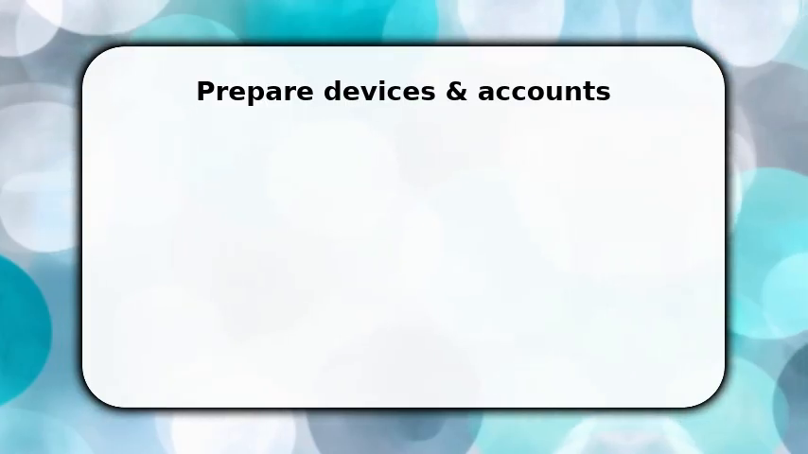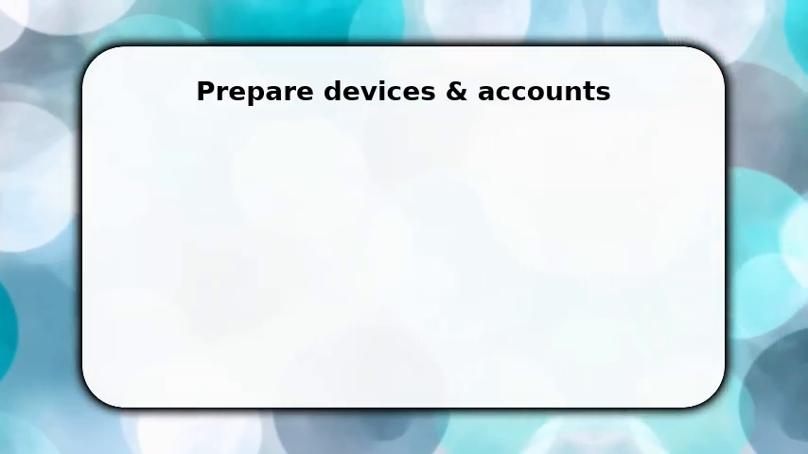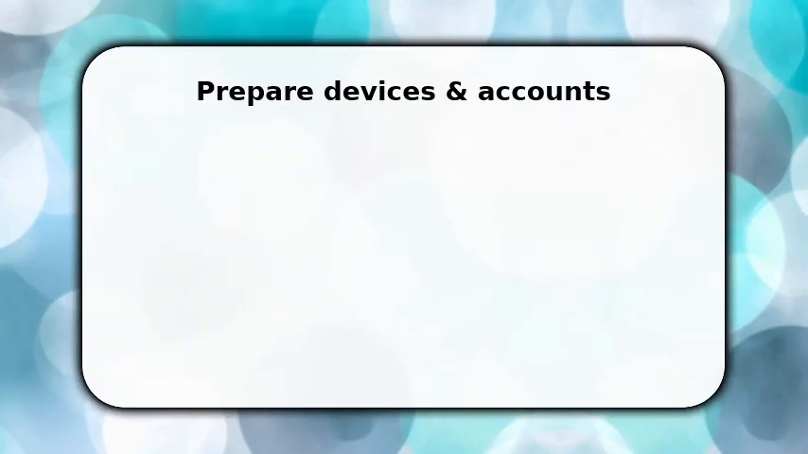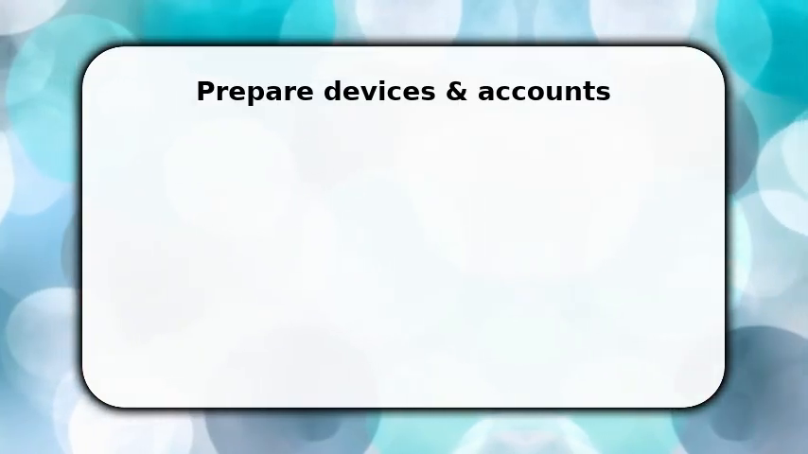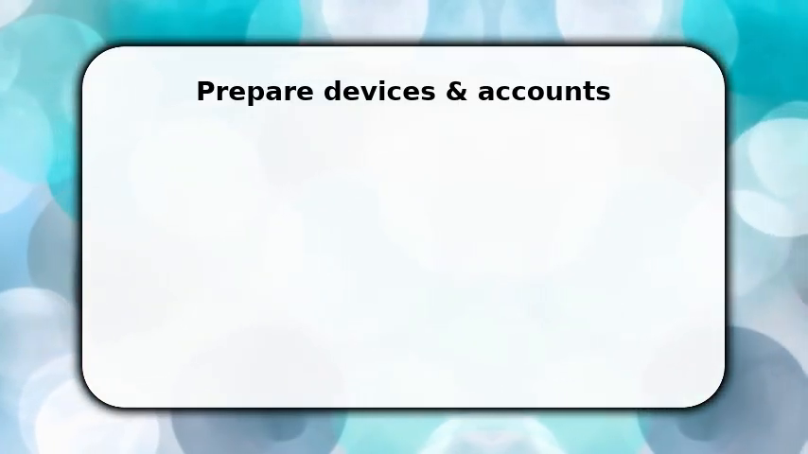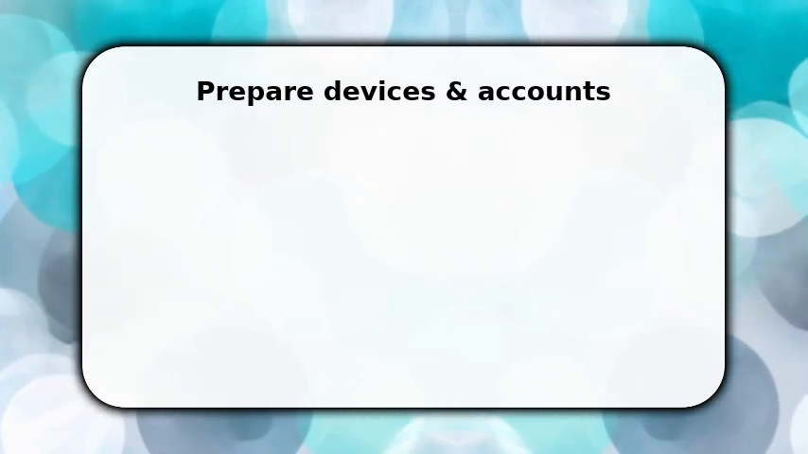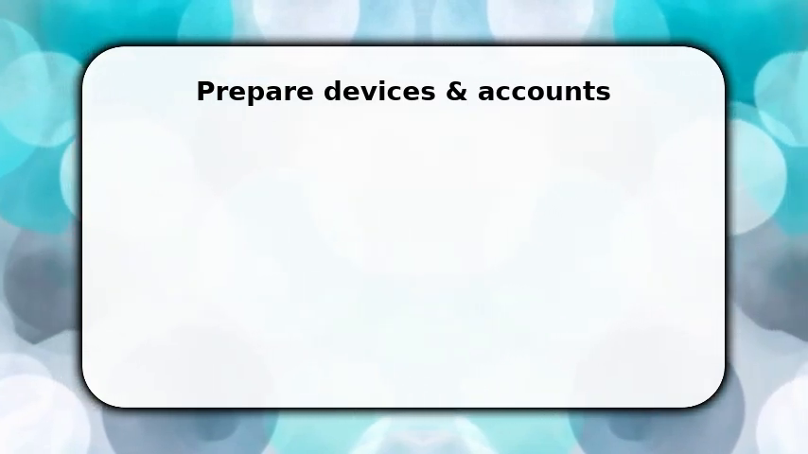You do this because Move to iOS creates a secure transfer channel and WhatsApp requires the app state to be quiescent. Once ready, open Move to iOS on Android and tap Continue on the iPhone to display the transfer code.